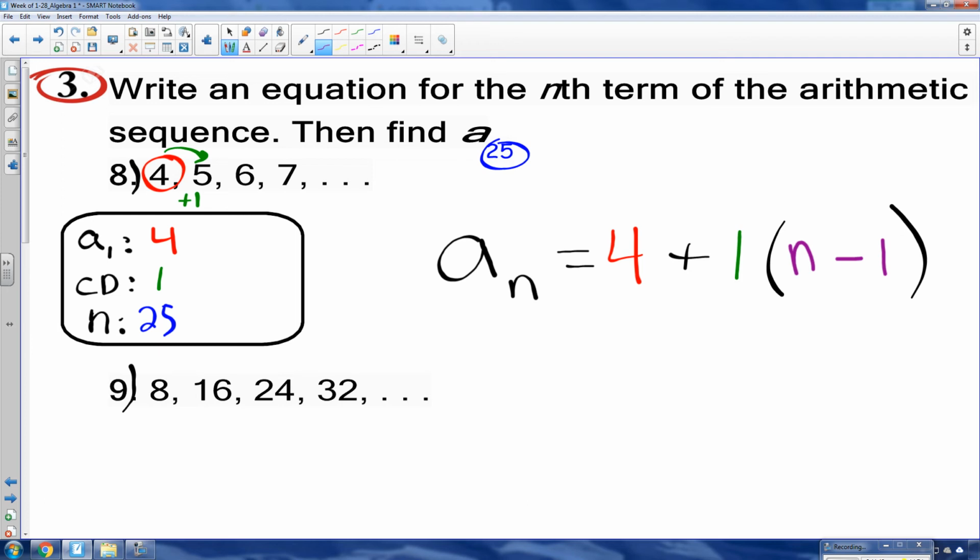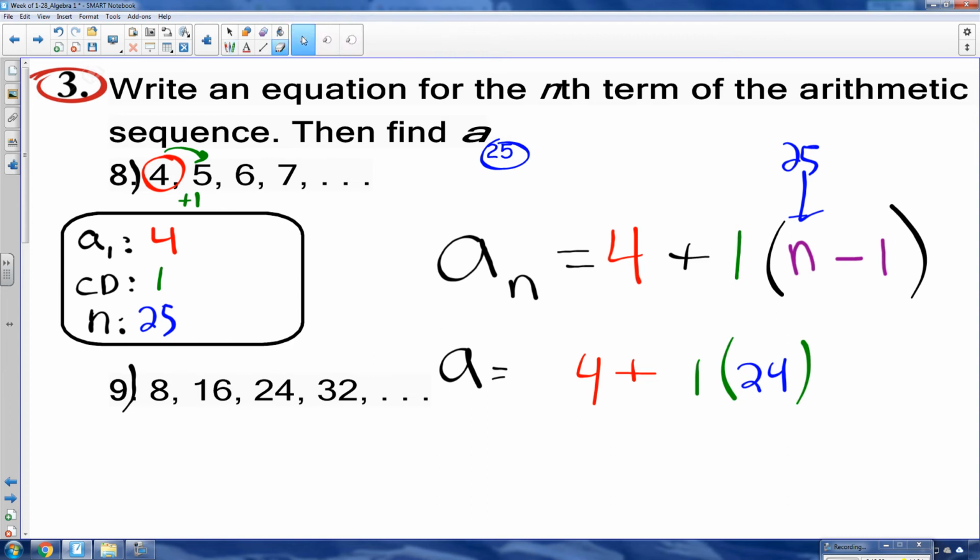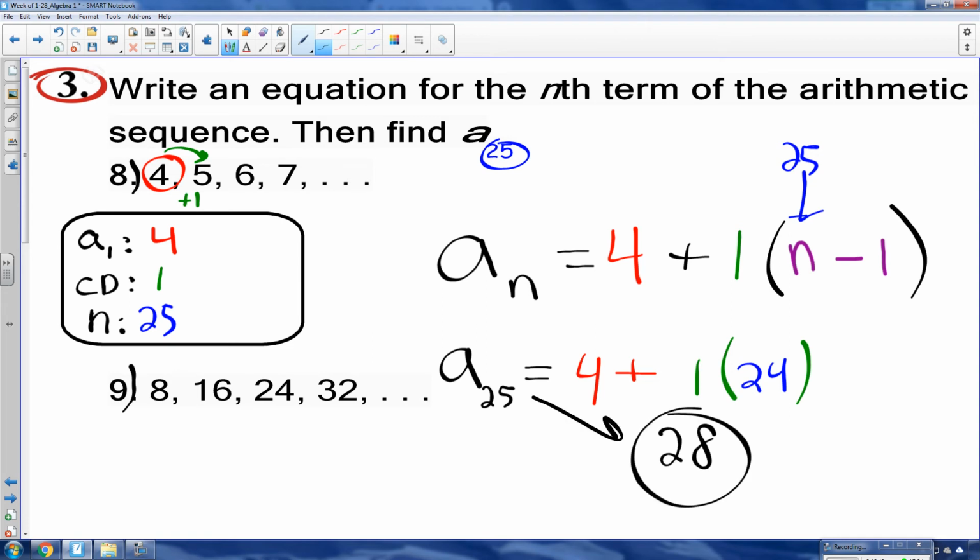So here's the deal. If we put 25 in here, so we replace this with 25, we know that that's going to come out to 24. That's going to be multiplied by the 1, and that's going to be added to the 4. And this will give us, what's the term that we're trying to find? A25. Not A1, but A25. Term 25. And what is term 25? It is 28. A25 is 28.